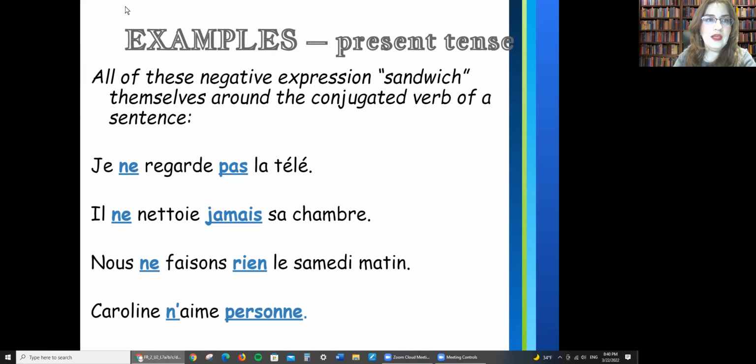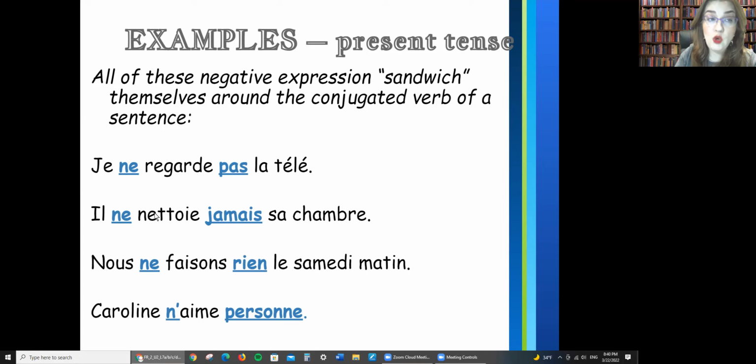Okay. Here are some examples for the present tense first, okay? And then we look at the same sentences in the passé composé. All these negative expressions sandwich themselves around the conjugated verb of a sentence, like so. Je ne regarde pas la télé. So in the present tense, it's a bit simpler, right? So we know that ne pas is around the verb, ne jamais is placed around the conjugated verb.